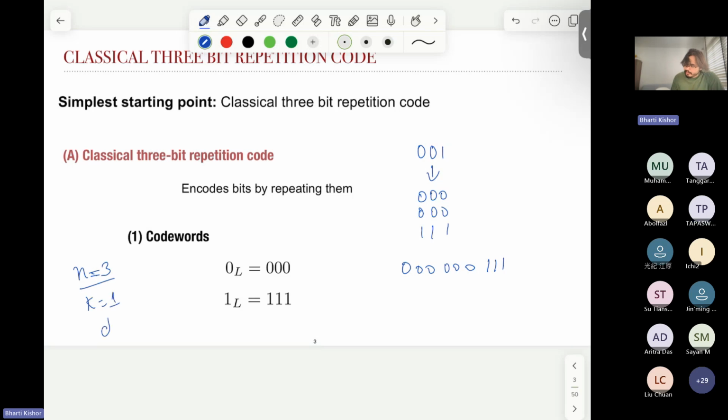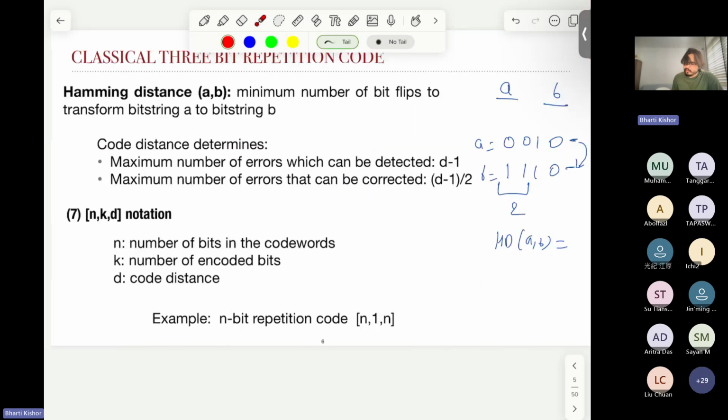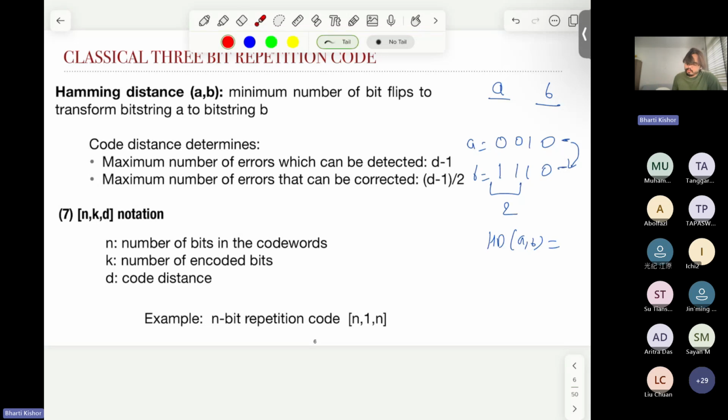And then we talk about something called distance, which says that it protects against, like, 1 bit flip. And if there are 3 bit flips, then you do not even detect it. So the distance value is basically 3. So there are 3 quantities that we talked about: n, k, and d. And this will be very important moving ahead, even in quantum error correction.